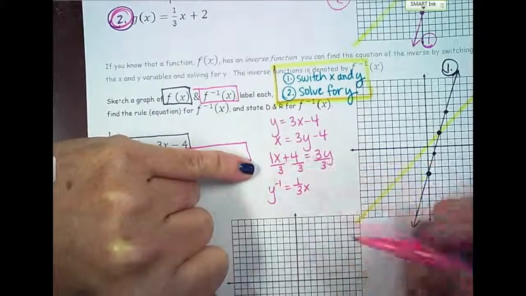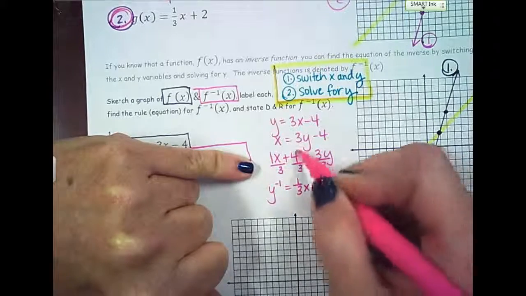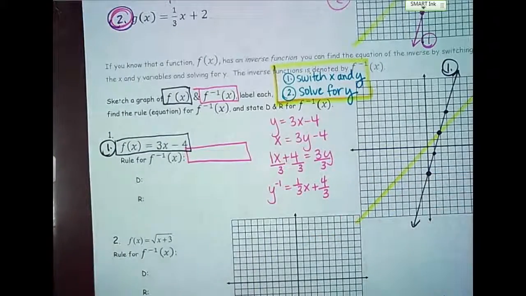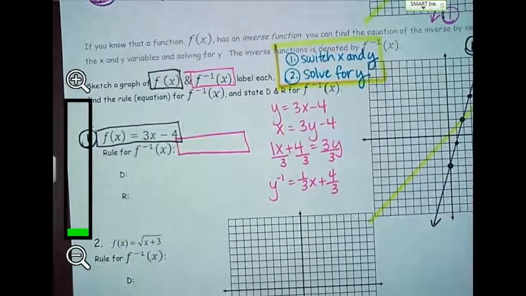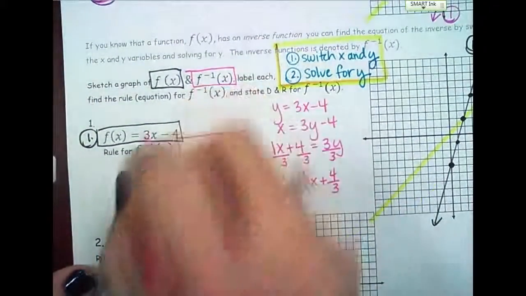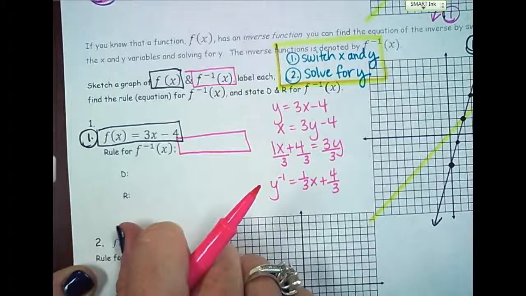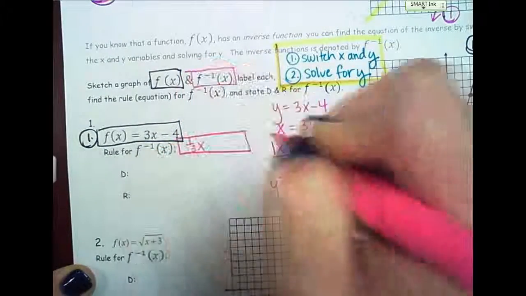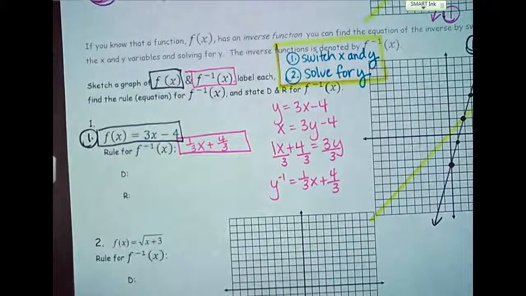1 over 3x plus how much? What's left? 4/3. So it's written as f of negative 1, and that's the same thing as y to the negative 1. Same thing. Write it down: 1/3 x plus 4/3.